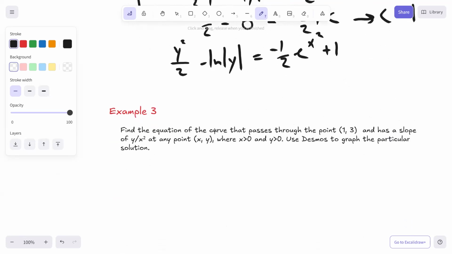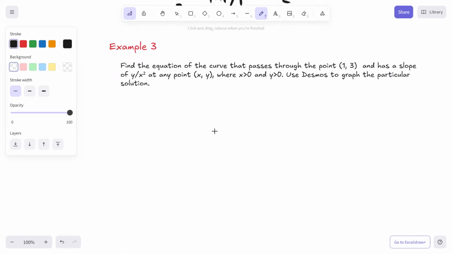All right, guys, another example here. Find the equation of the curve that passes through the point (1, 3) and has a slope of y over x squared at any point (x, y), where x and y are greater than 0, and we're going to use Desmos to graph that particular solution. So if you have slope of y over x squared, that means dy/dx equals y over x squared.